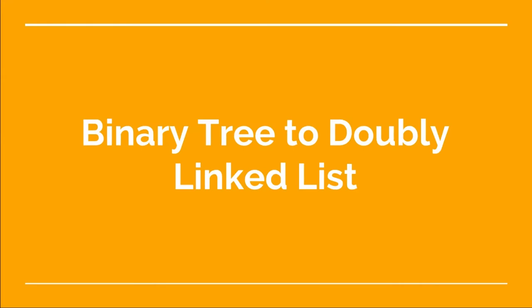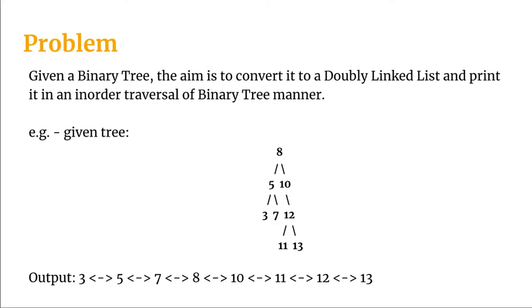So the problem we have is binary tree to doubly linked list. Basically the problem statement says, given a binary tree, the aim for this problem is to convert it to a doubly linked list and print it in an in-order traversal of binary tree manner. So if we have this tree here as the given binary tree, then the output that we should be expecting is 3, 5, 7, 8, 10, 11, 12, 13.